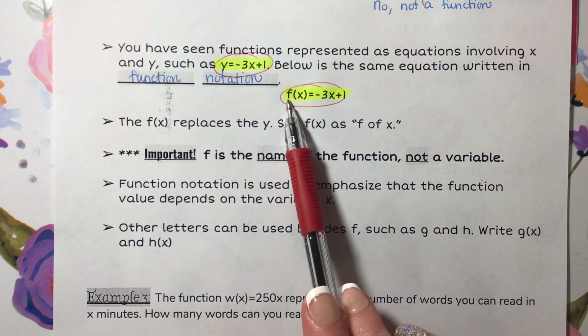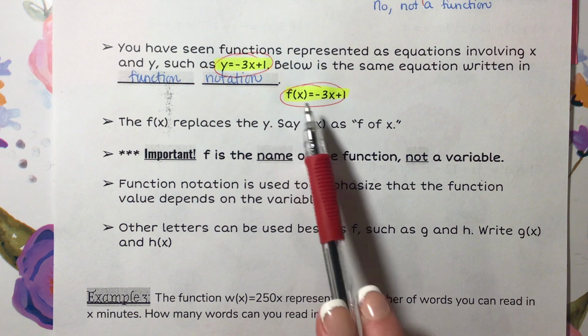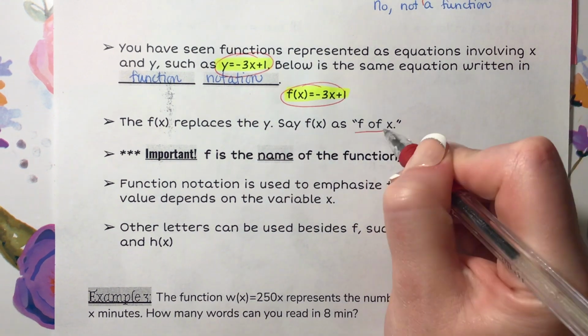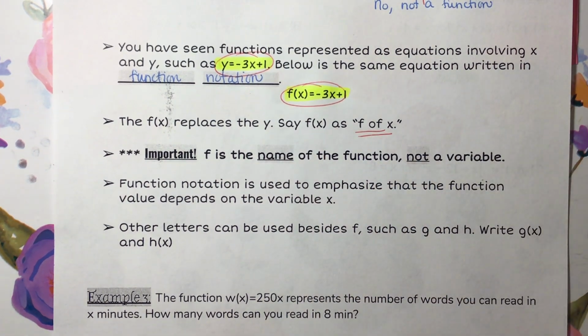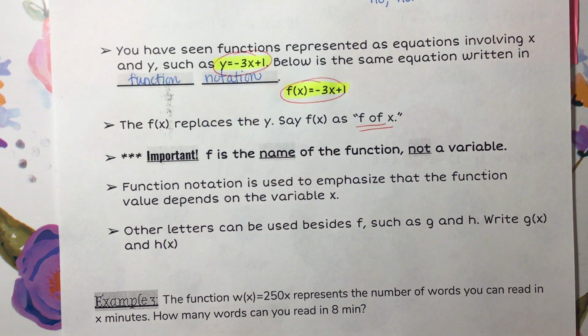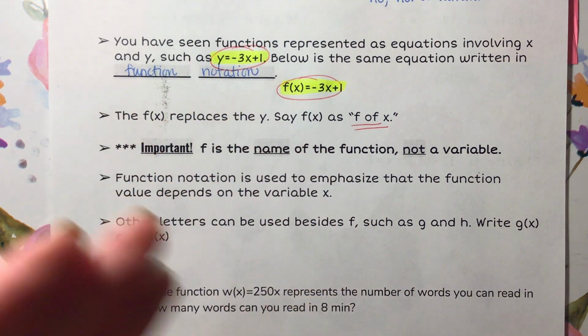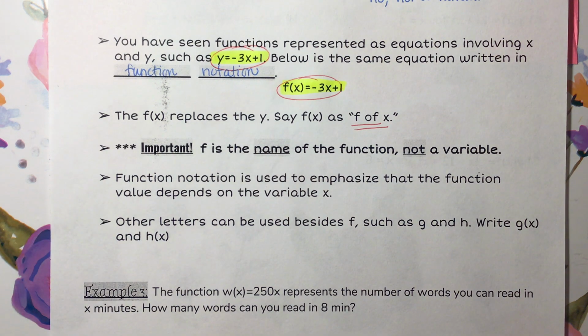When you see this f with a parenthesis and then an x on the inside, you read it as f of x. And it replaces the y, which means f of x and y are both interchangeable. But keep in mind, the f is a name, it is not a variable. So this is just another way to write it. It's the same problem, but it does have its benefits.